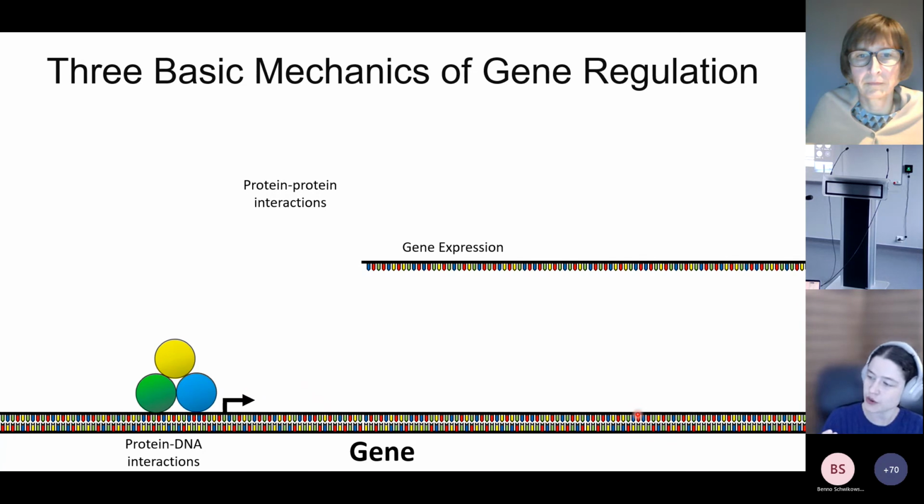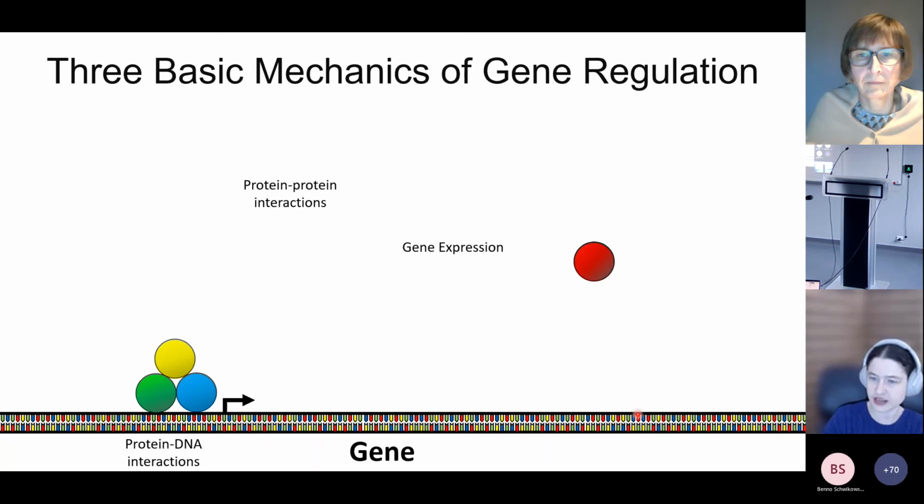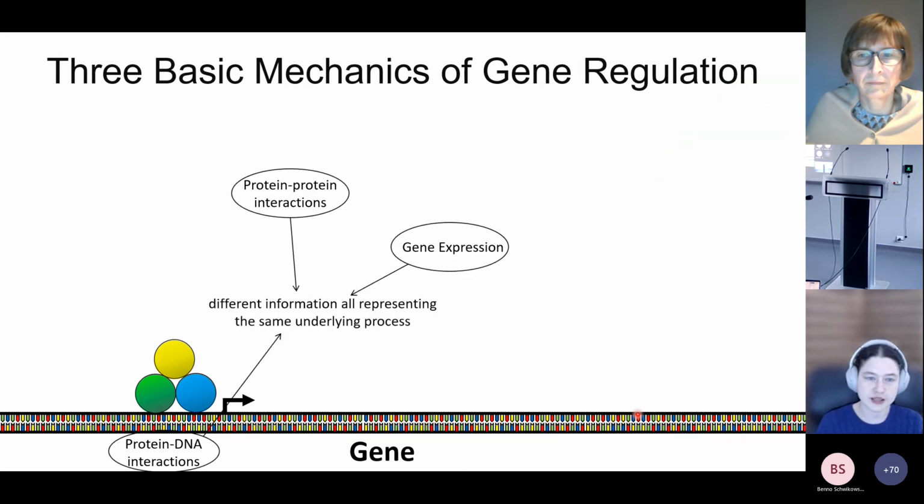And this is what we think of as gene expression. This mRNA is then translated into a protein. This protein might be a transcription factor that creates another complex, and this whole process repeats. But what I'd like to emphasize here is that these are three different types of biological mechanisms that we can measure using three different types of data, but they all represent the same underlying process, namely the transcription factor regulation of genes. So how can we use this to build gene regulatory networks?